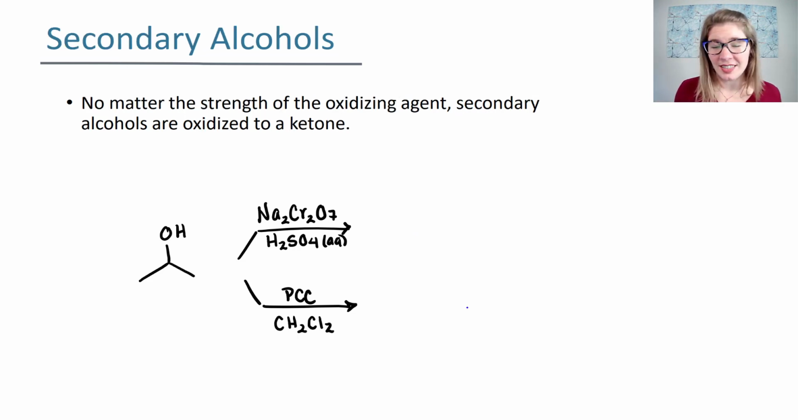Now, if you're starting with a secondary alcohol, it doesn't matter which oxidizing agent you use, the stronger one or the weaker one, because no matter what, you're going to get a ketone at the end. You don't have any other option. Because you only have 1 alpha proton, you can only go to the ketone.